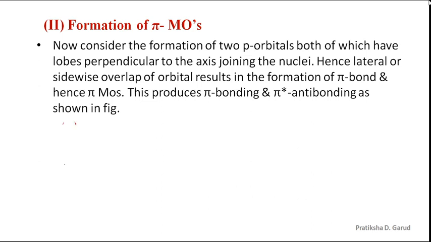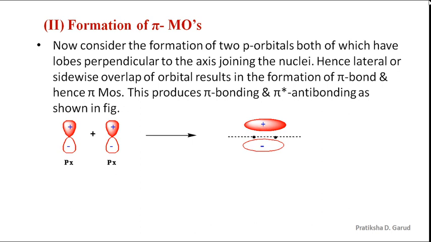Okay, which can be shown as we are having one px orbital. It undergoes overlapping with the second px orbital. Both are having the same sign. They undergo lateral or sidewise overlapping, and then we are getting the larger resultant. The plus signs are towards the same side, minus signs are towards the opposite side. Again there will be repulsion between the two opposite sides, but there is a formation of the larger resultant. Hence it is called the bonding molecular orbital, which has the symbol pi.